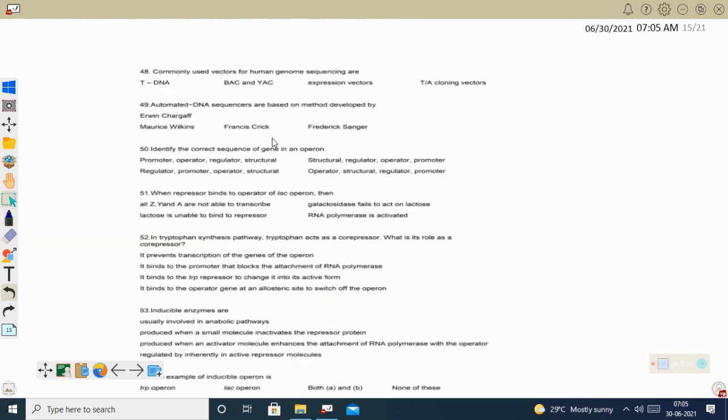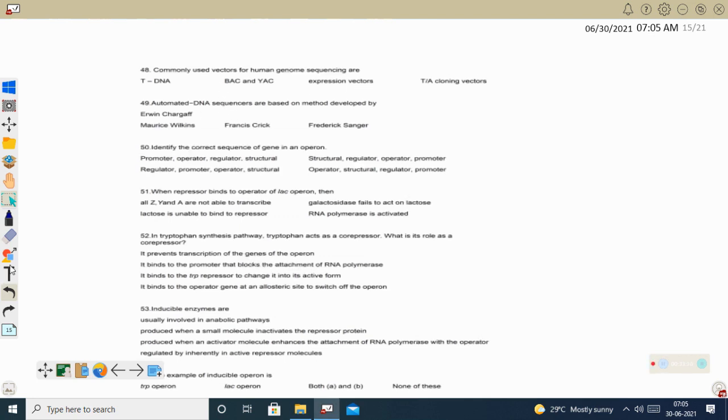Next question. The commonly used vectors for human genome sequencing are bacterial artificial chromosome and yeast artificial chromosome, those were the two vectors used. Okay, next question. Automated DNA sequencing is based on the method developed by Frederick Sanger. Next question.